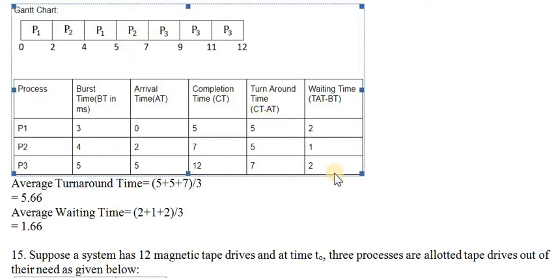Now, what is the average turnaround time? You add up all the turnaround times and divide by the number of jobs, which means processes. So 5 plus 5 plus 7 divided by the total number of processes, 3, so it is 5.66. Average waiting time is nothing but 5 divided by 3, which is 1.66. Hope you got a very clear idea about this one.